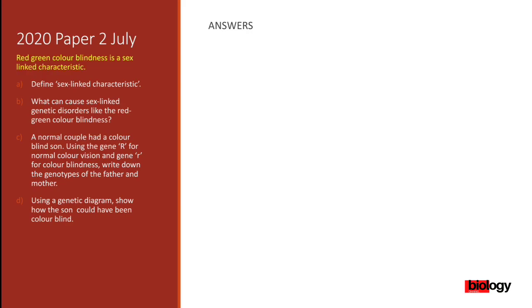Red-green color blindness is a sex-linked characteristic. It is a condition where an individual cannot differentiate between red and green. If they see red, they see more green. It's a rare condition. Otherwise, simply a condition where an individual cannot differentiate between red and green.